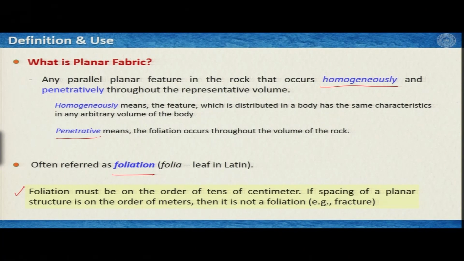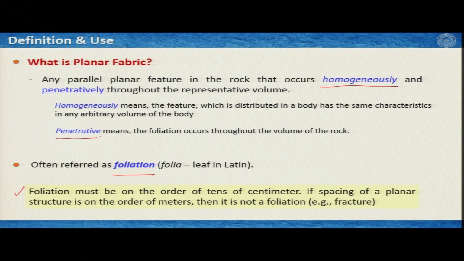Foliation must be on the order of tens of centimeters. So, the repetition or the spacing between the two planar fabrics must be within 10 centimeters or less. Now, if the spacing is much higher, then we do not consider them as a foliation, because it is not worth studying their features, and they may not be representative. For example, you can consider fractures or joints. They occur in very large spacings, and you may not consider them as a foliation.